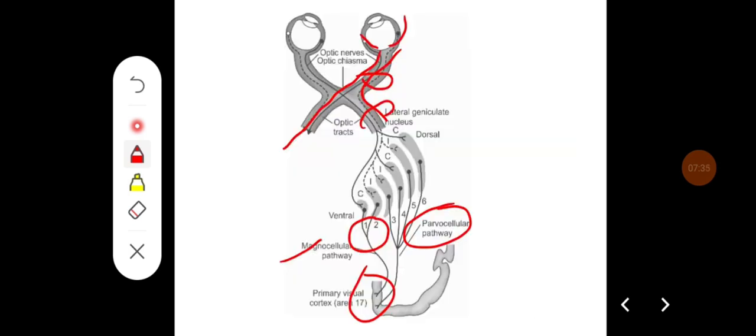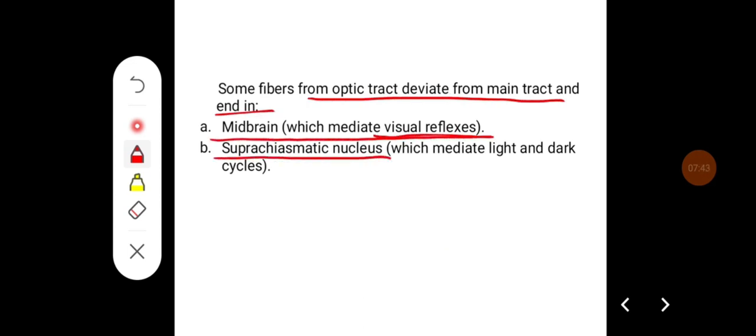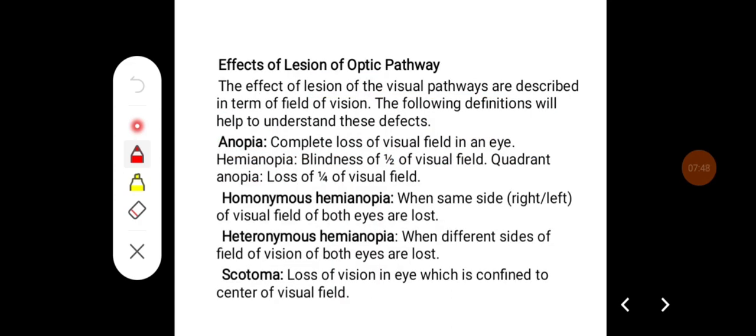Some fibers of the optic tract deviate from the main tract and end in the midbrain, which mediates visual reflexes, and the suprachiasmatic nucleus, which mediates light and dark cycles. Effect of lesions of the optic pathway. The effect of lesion of the visual pathways are described in terms of field of vision. The following definitions will help to understand these effects.